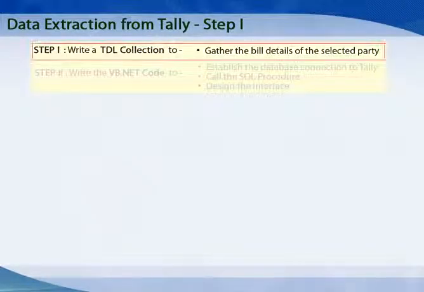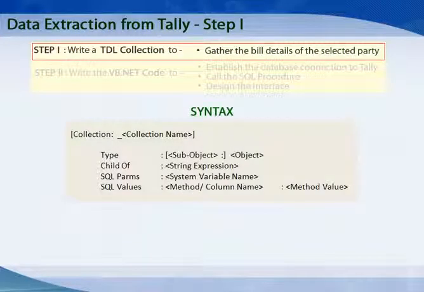The first step is to write a TDL collection to gather all the required bill details pertaining to the party specified in the third-party application. The syntax for writing the collection to be exposed as an SQL procedure is as follows. The collection attribute SQLParams gets the parameter from the external source, and SQLValues sets the appropriate values to the columns in the table being returned.